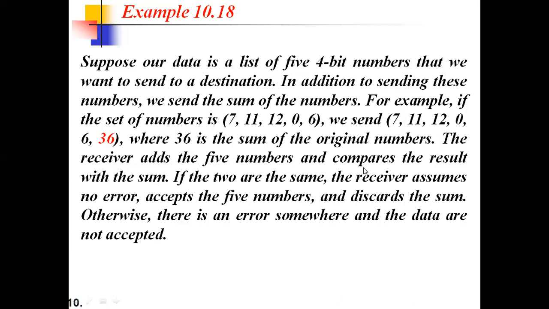If both are the same, then the receiver assumes there is no error. That is, when we are sending any set of numbers, the last field is going to be the sum of all those numbers. Then it goes to the receiver side. Again, what will the receiver do? The receiver will again add all the numbers, then check this total against the sum received. If both match, then no error has occurred in the transmission. If there is a mismatch, then an error has occurred.